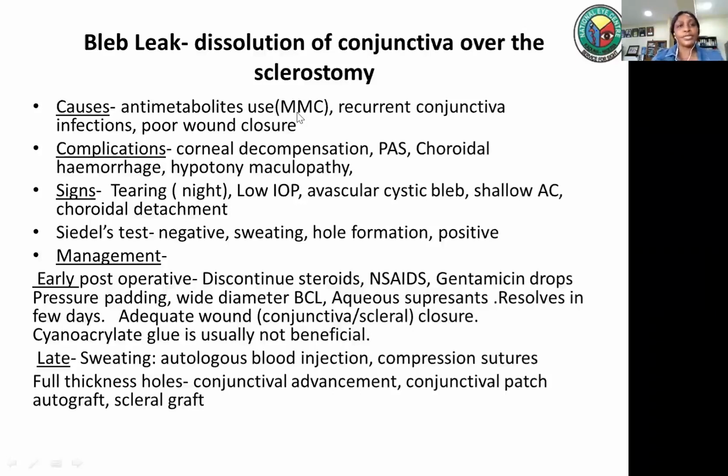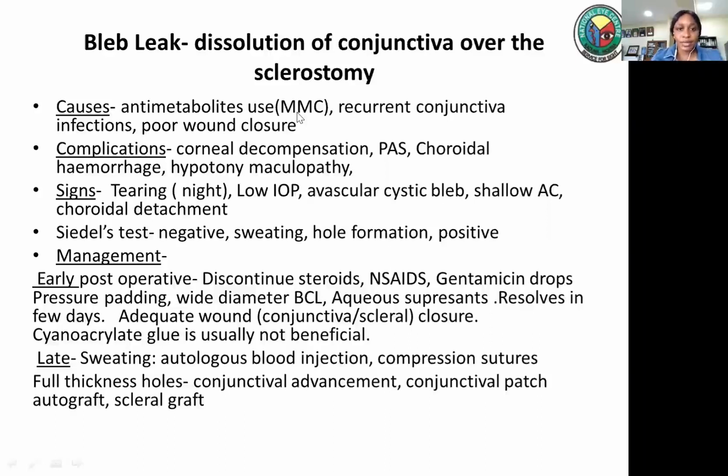Now, complications that can occur from bleb leak include corneal decompensation, peripheral anterior synechia, choroidal hemorrhage, hypotonic maculopathy. And that's why it's important to look out for it. Some patients may not have symptoms, but a few may tell you that they notice tearing at night, sometimes the wetting of their pillow.